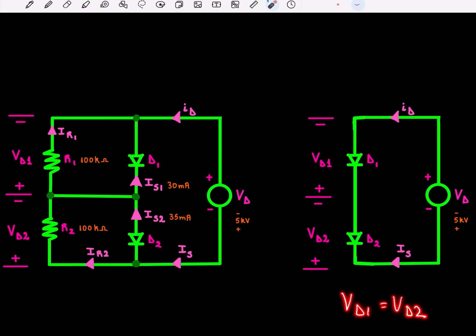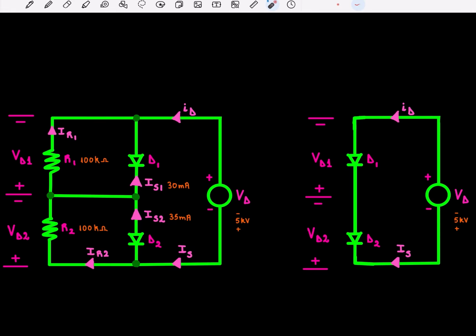And how do we do this? We connect a resistor across each diode, so that the leakage current of each diode will be different. So you can kind of manipulate what your value is going to be.